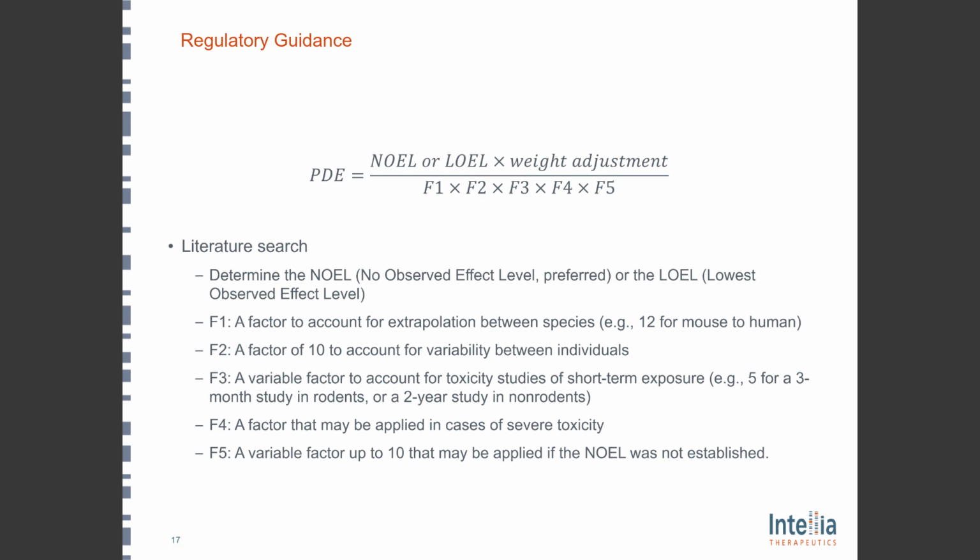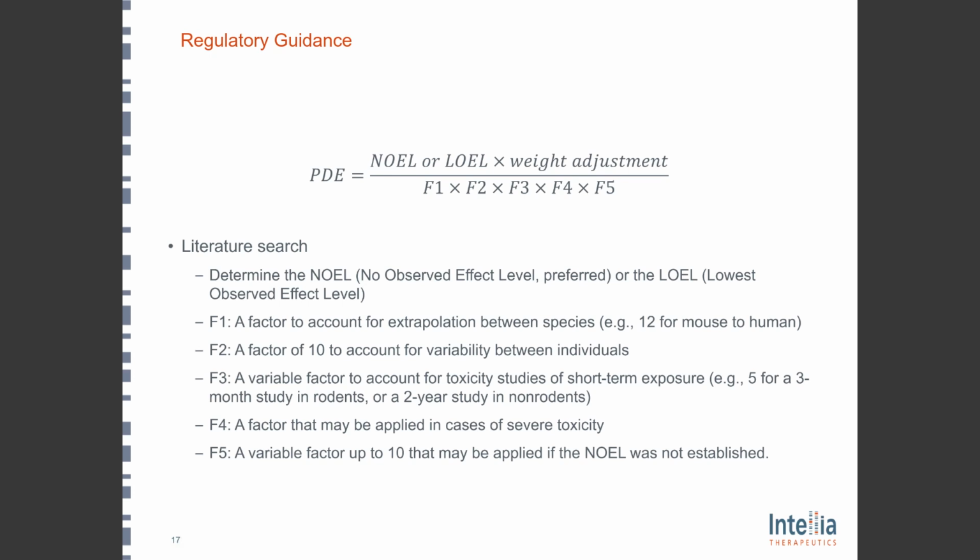F3 is a variable factor to account for toxicity studies of short-term exposure. So if you're looking at a study that's maybe a 3-month study for rodents, for example, or a 2-year study in non-rodents, you would use a 5. And again, these are spelled out in Q3C, which is super helpful for ensuring that you are following the guidances accurately.